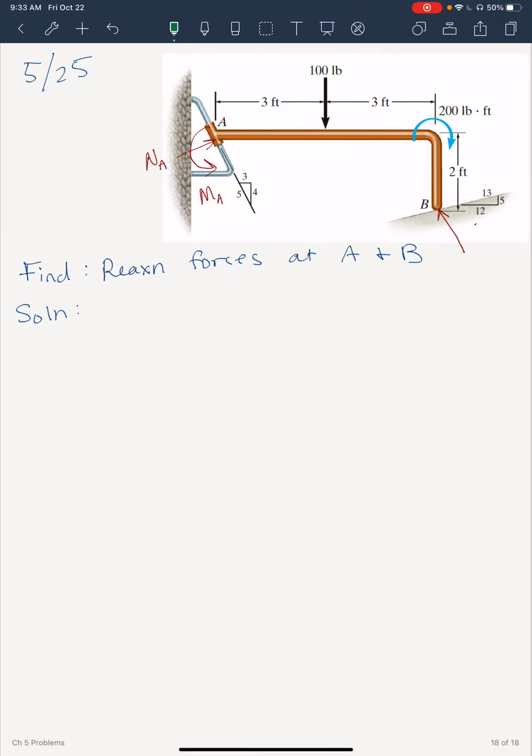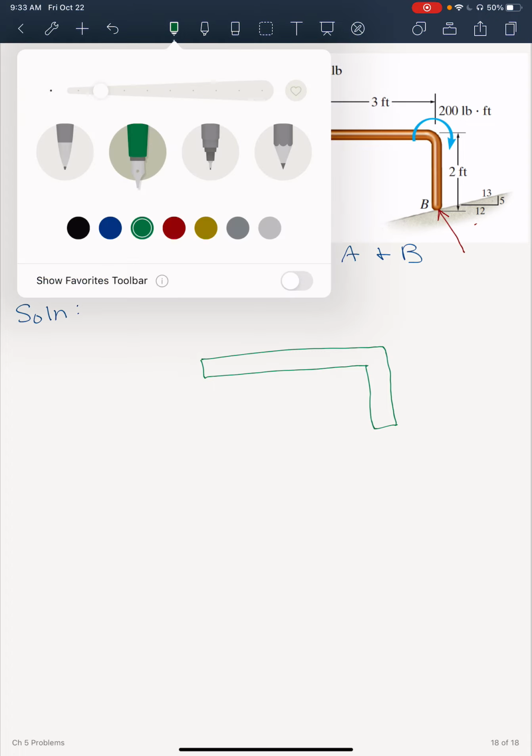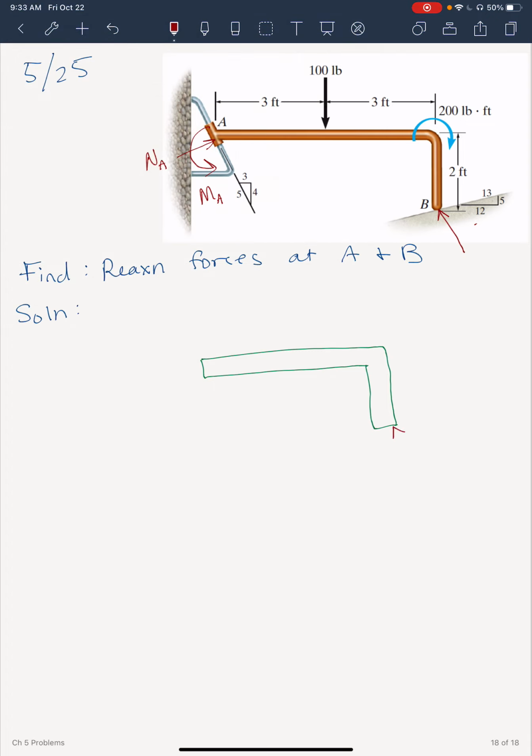So I know I started drawing on that, but we'll actually draw a separate free body diagram. So let's do our free body diagram. So we have this, and we'll draw our forces on there. So we have our NB, and this one is going to be perpendicular to that surface.